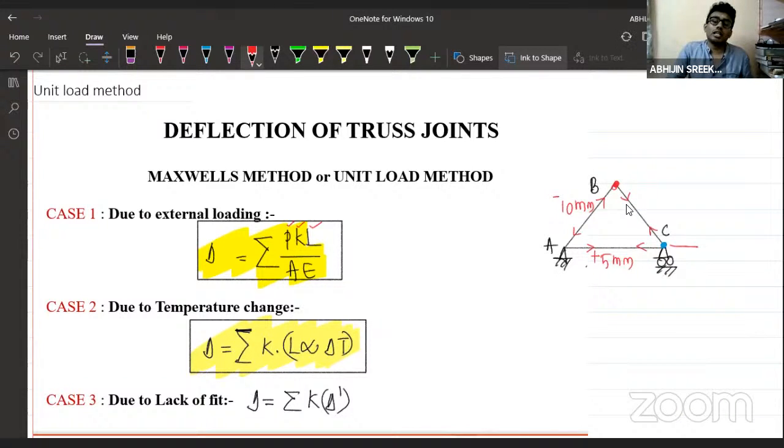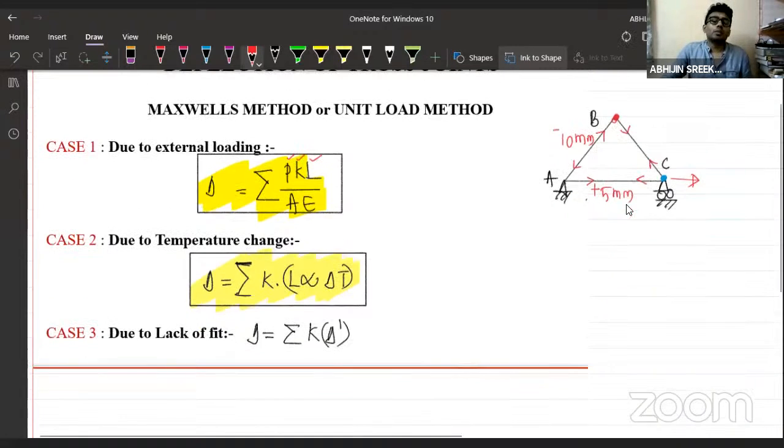The question is, what is the horizontal displacement of the joint C? How will you do it? Apply one unit load at the point C in the horizontal direction and get the answer here. The K value, we know, is the force in various members due to the unit load applied at the point where we need the displacement. That is the meaning of K value. Delta dash means the lack of fit in various members if it is present in the structure.